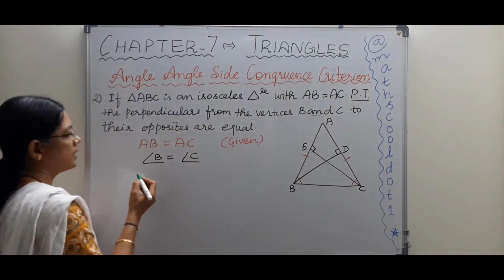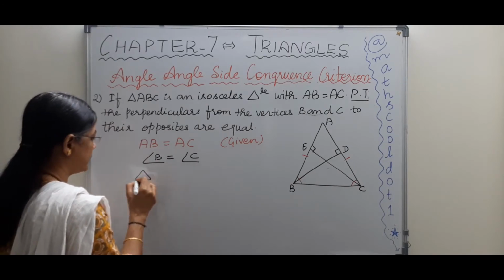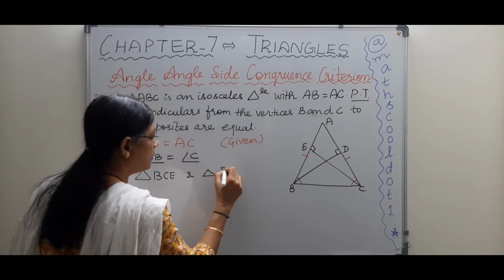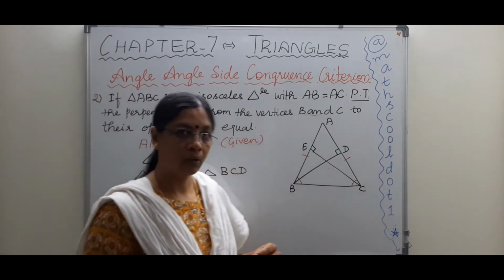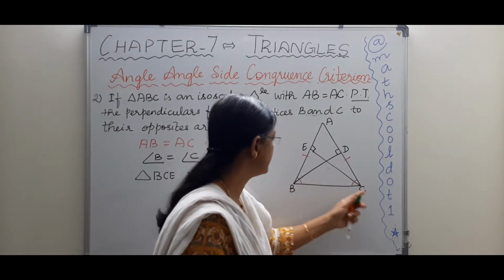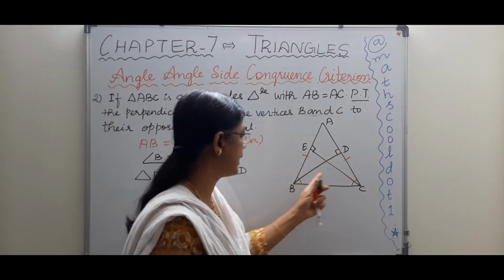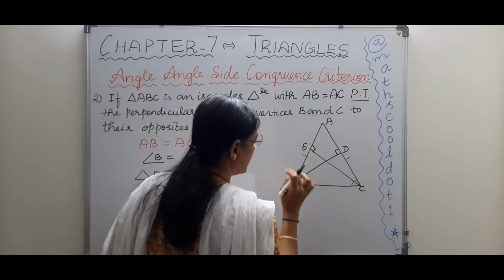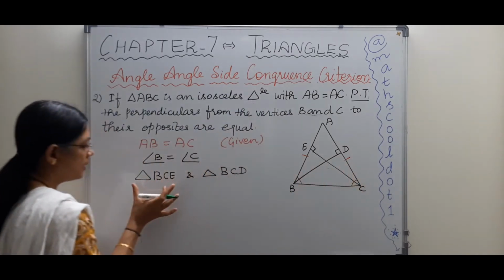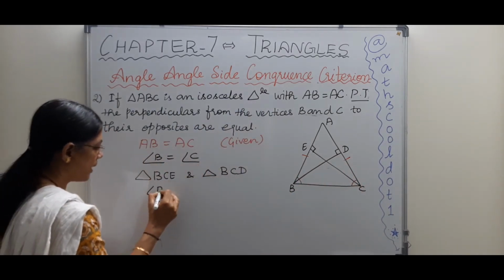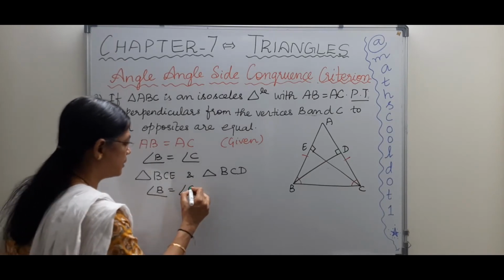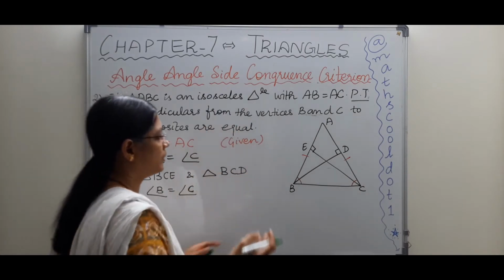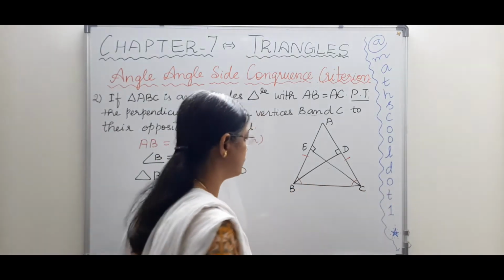And now let us take triangle BCE and triangle BCD. Okay, so in triangle BCE and BCD, we have angle B is equal to angle C, right? Because in triangle BCE we have angle B here, and in BCD we have angle C here. So angle B is equal to angle C, that is the first condition we have. So according to the given thing, we have B is equal to C. So that is the first thing.